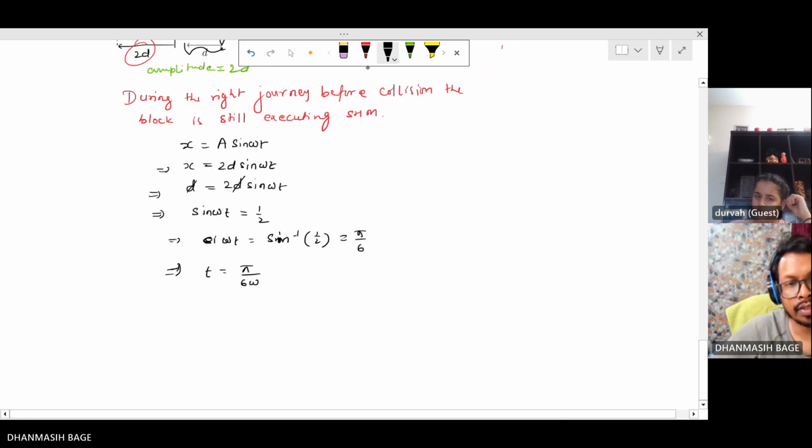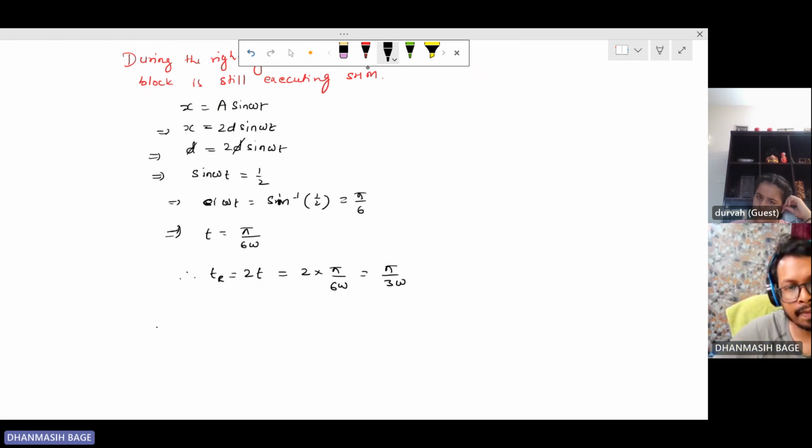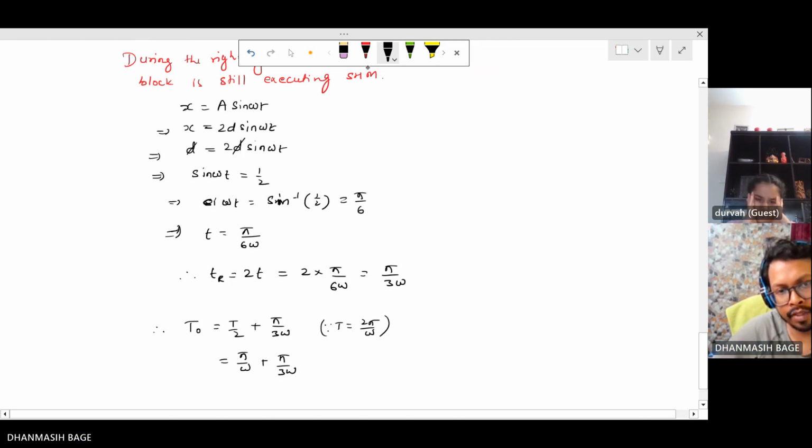Therefore TR will simply be 2 times t, that is 2 times pi by 6 omega, that is pi by 3 omega. We got TR, right? Therefore T naught will be equal to T by 2 plus pi by 3 omega. Now T we already know. Since T is equal to 2 pi by omega, just put that value. This will be equal to pi by omega plus pi by 3 omega.